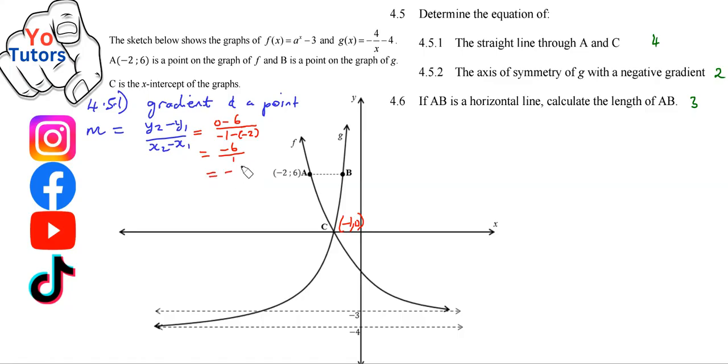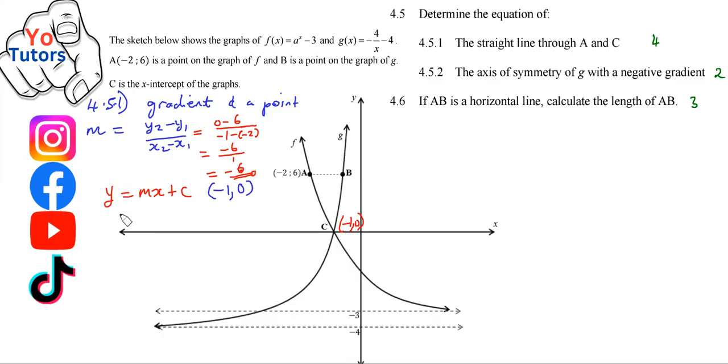So our answer there is -6. So that's our gradient. Okay, our gradient is -6. Now we have the equation here, y equals mx plus c. With y equals mx plus c, we just substitute one of the coordinates to get your c. So in this case, we can substitute -1 and 0. Let's have -1 and 0 in the equation.